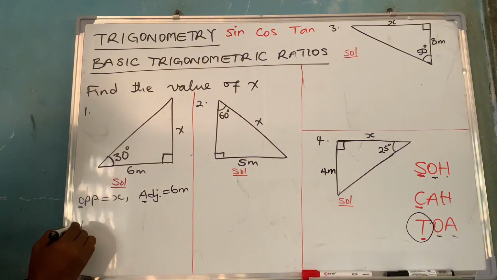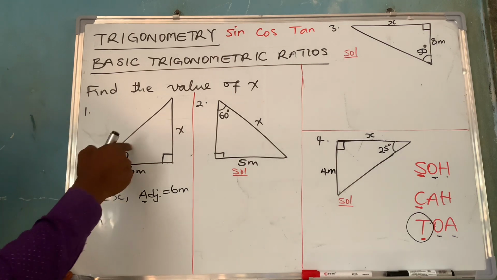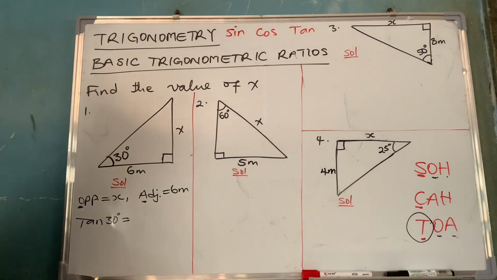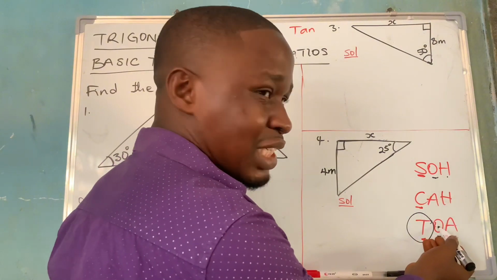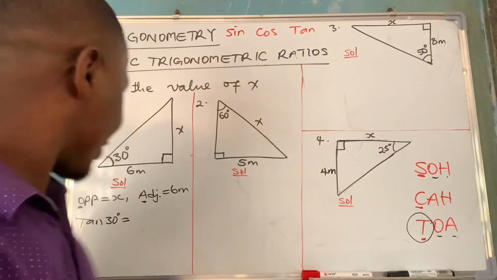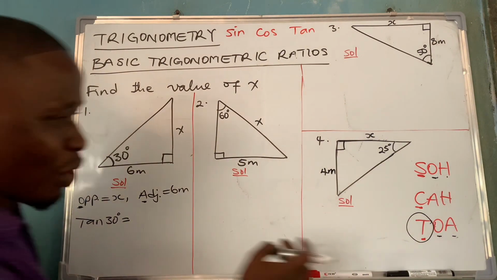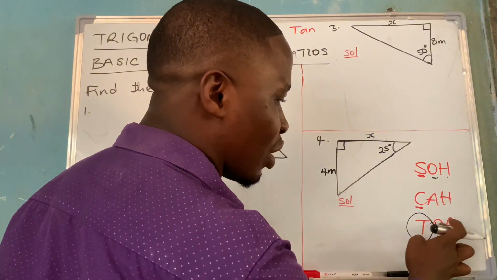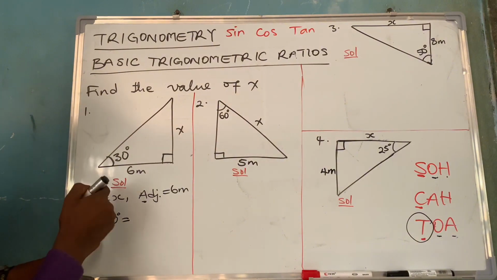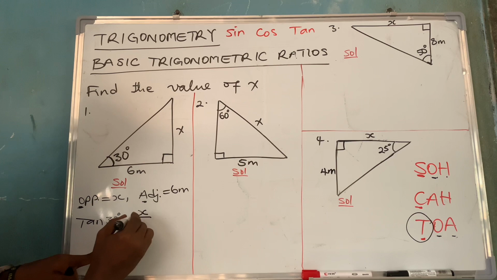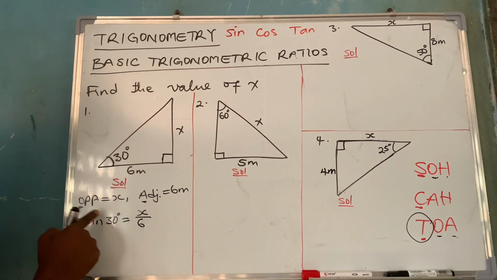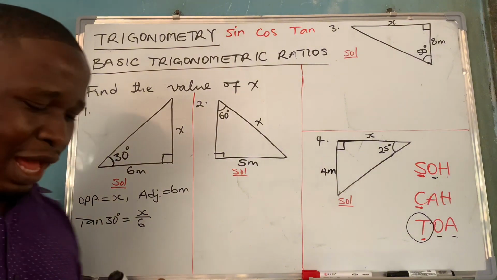So now we say tangent of an angle. Here the angle is 30 degrees. Tangent of the angle is equal to the opposite side over the adjacent side. So our opposite side here is x, and the adjacent side here is 6 meters. So what do we do?